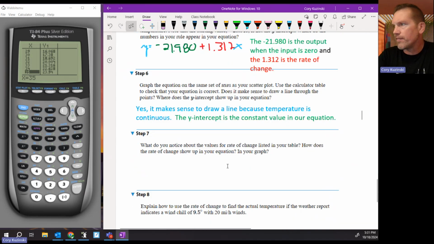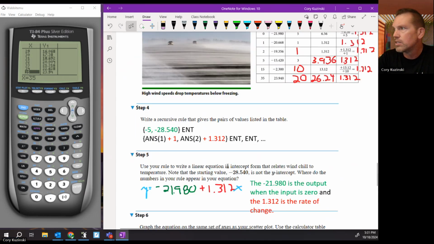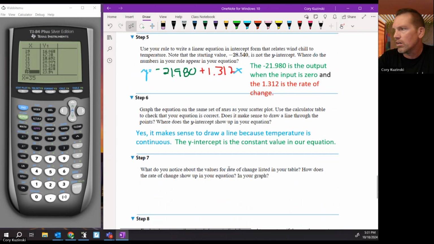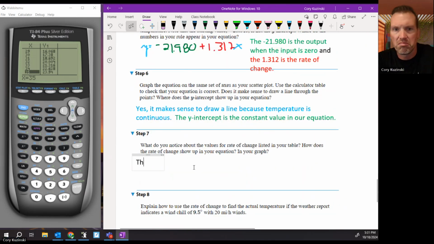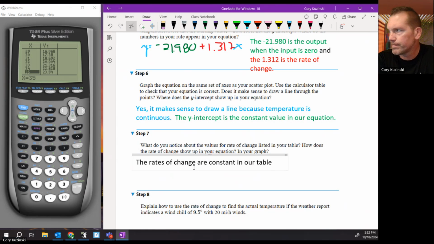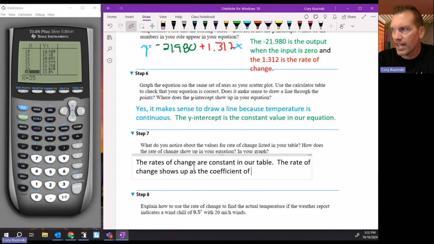Good. What do you notice about the values for the rate of change listed in your table? How does the rate of change show up in your equation and in your graph? Well, the rates of change are constant in our table, I guess. The rate of change shows up as the coefficient of x in our equation and as the slope in our graph.